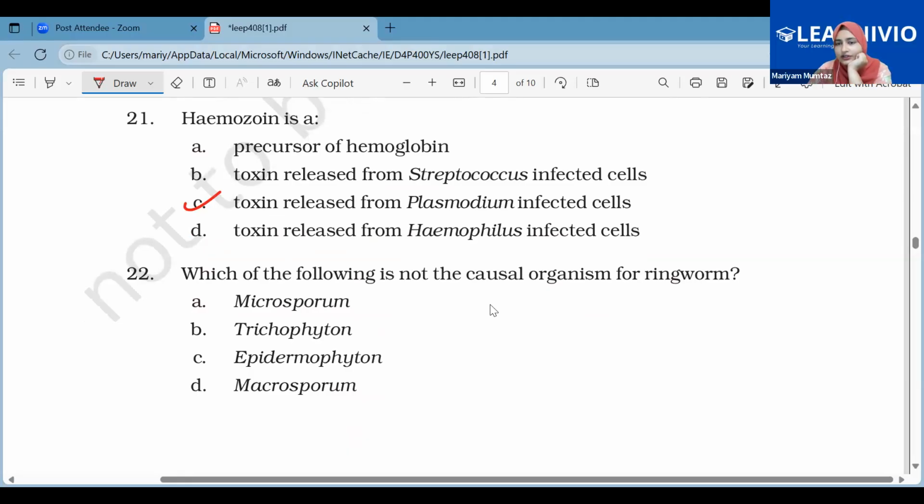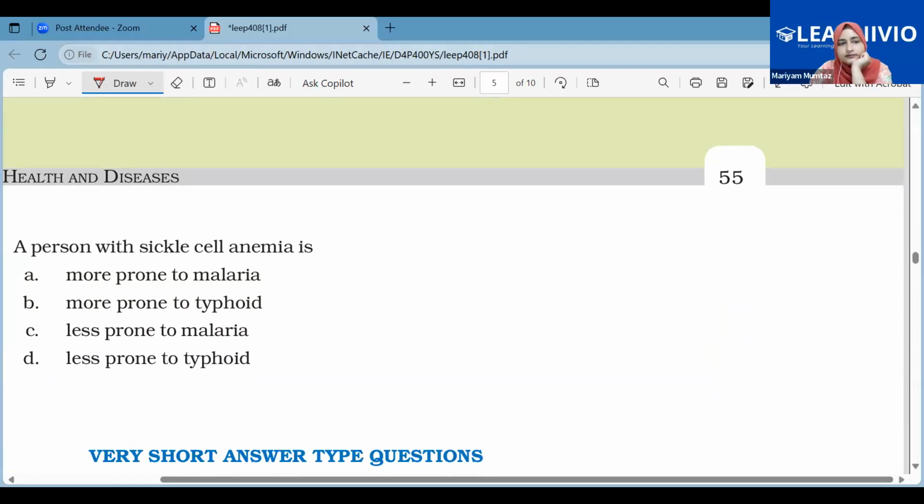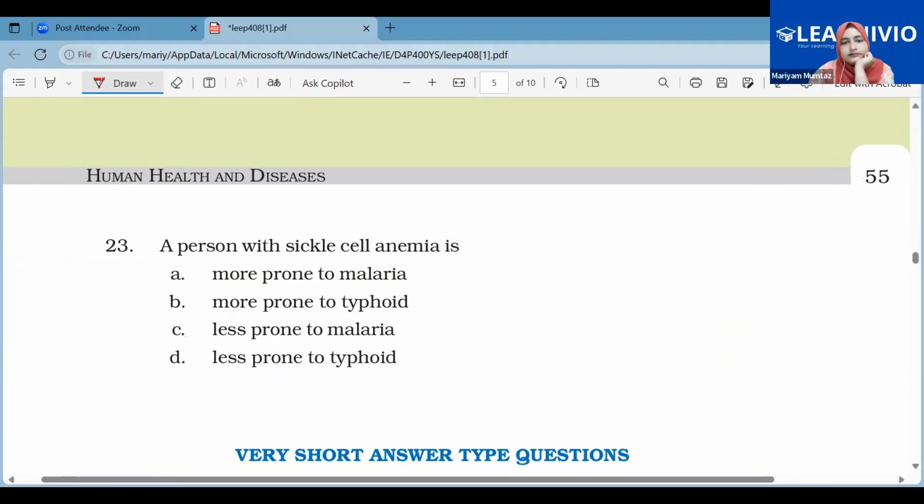Which of the following is not a causal organism for ringworm? C. No, these three are. Microsporum, Trichophyton, Epidermophyton. These three are the fungi. Oh, no. Sorry. I told 21. 22 is D and 23 is C. Yeah, 22 is D and 23 is C.